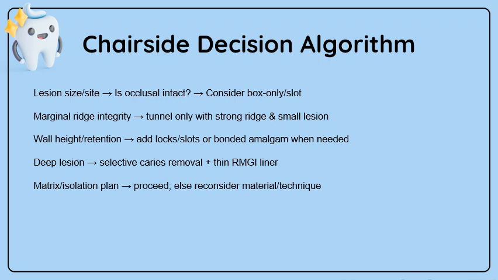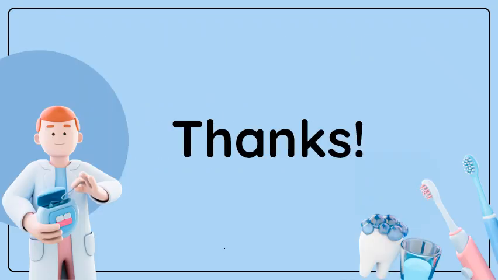Finally, when planning any cavity modification, a simple decision algorithm can guide us. Is the occlusal surface intact? Then consider a box-only or a slot preparation. Is the marginal ridge strong? Then a tunnel preparation may be possible. Are the walls short or flat? Add a secondary retention or a bonded amalgam restoration. If the lesion is deep, go for selective caries removal with a thin liner.